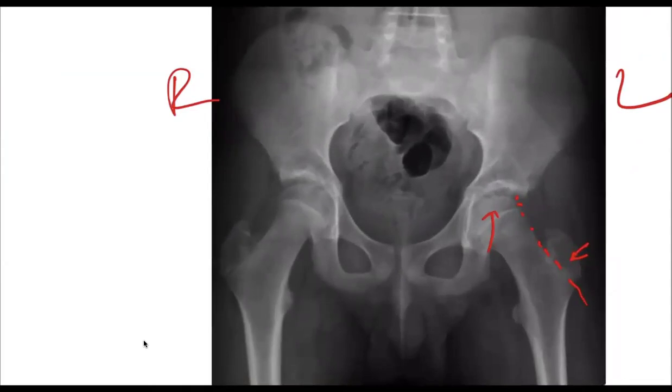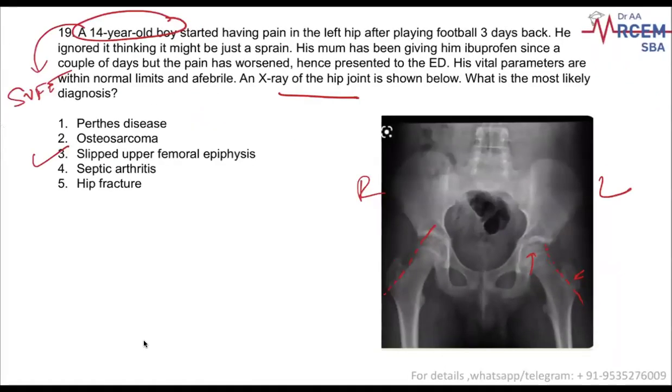But interestingly, on the other side also, if you draw the line, this finding is positive. This is basically suggestive of it being bilateral. Though the patient has presented with a unilateral symptom, this patient has bilateral disease. Most of the time, bilateral hip fixation will be required.